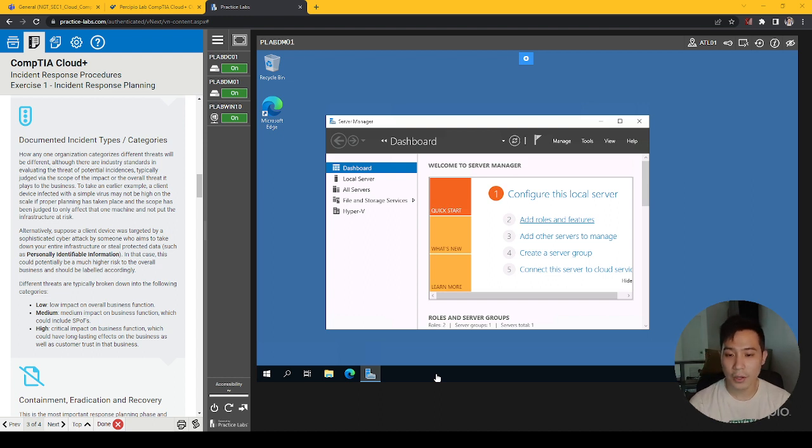Now, different threats are typically broken down into the following categories. First one is low, which means low impact on overall business function. Second is medium, or medium impact on business function, which could include SPOFs. And lastly, the high, which is a critical impact on business function, which could have long-lasting effects on the business as well as customer trust in that business.